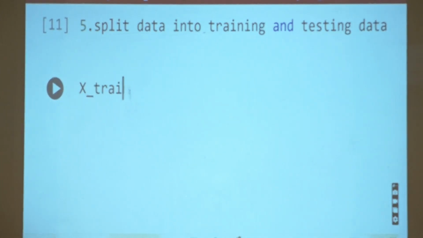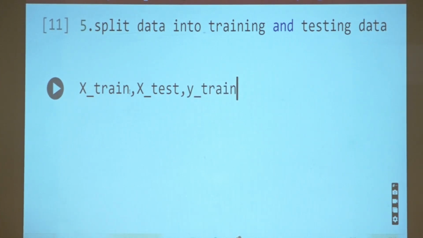Okay. So give X_train, comma, X_test, comma, y_train, comma, y_test. Now when you stop here, I will explain what is X_train, what is X_test, y_train and y_test.